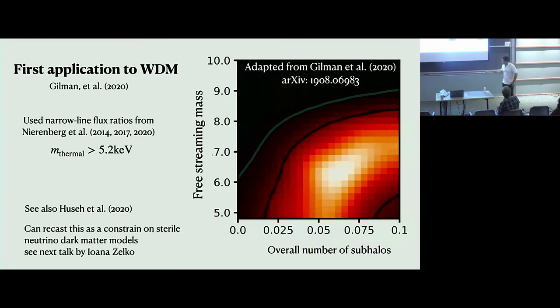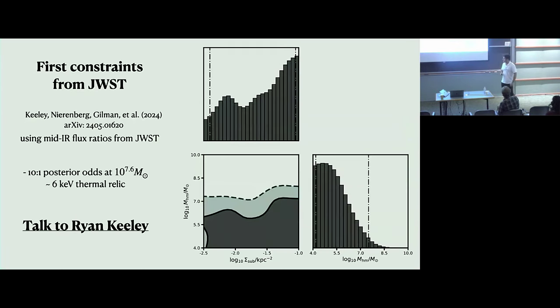So the first application of this method to real data was done in 2020. We used a sample of flux ratios from a series of Anna Nierenberg's papers that measured flux ratios from the nuclear narrow-line region. So this was done with 8 lenses, and this led to a constraint on the free streaming length of dark matter and then the overall number of subhalos. These things are correlated because you can, to some degree, compensate for a turnover in the halo mass function by adding more substructures. So these are now out of date.